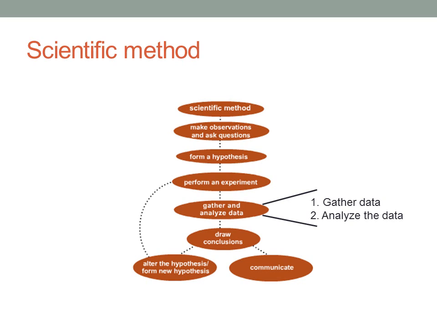When we figure out what we're trying to test, then we can perform an experiment, then gather and analyze the data, and then lastly draw conclusions. When you draw your conclusions, you can decide whether your hypothesis was correct or not. After you draw your conclusions, you can then decide, do I want to change my hypothesis or form a new one? And then you can start a new experiment. Or if you do the same experiment over and over and get the same result, you can then communicate those results to the scientific community so that they can know of your findings.